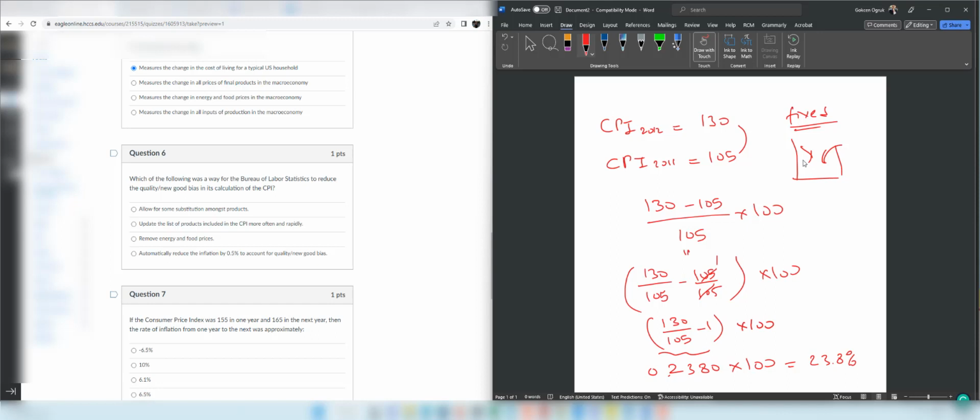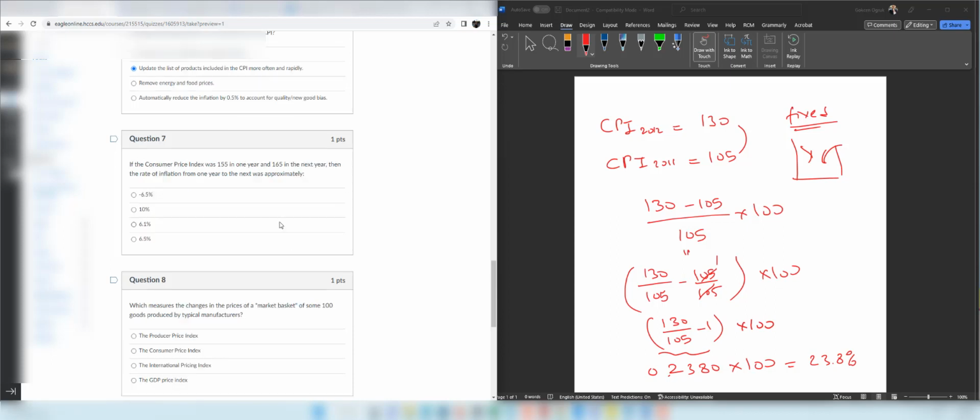So the question is asking how the Bureau of Labor Statistics can reduce the quality new good bias in its calculation of CPI. The way that BLS deals with this problem is by updating the list of products included in the CPI more often and rapidly. So when you update what is included in the basket, you are updating the quality of the product. Also, you are including new goods and services in the economy as well.